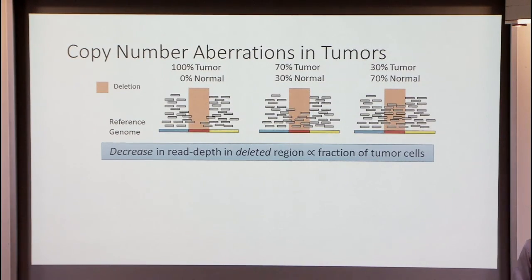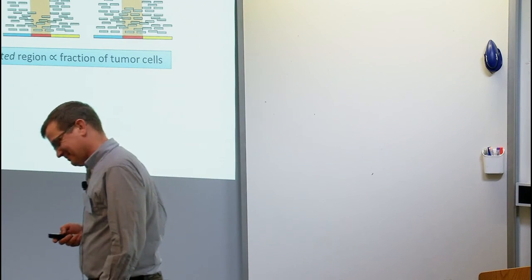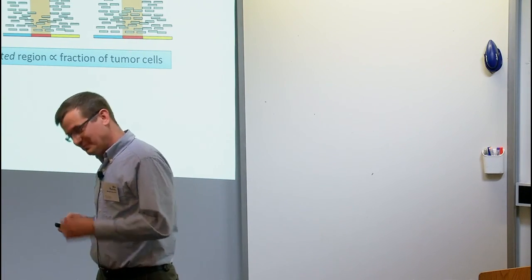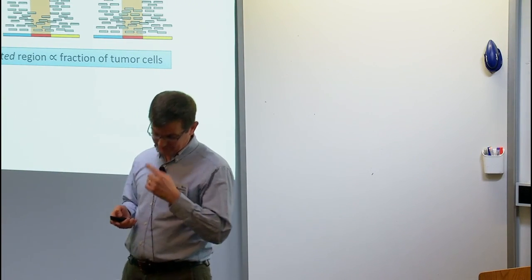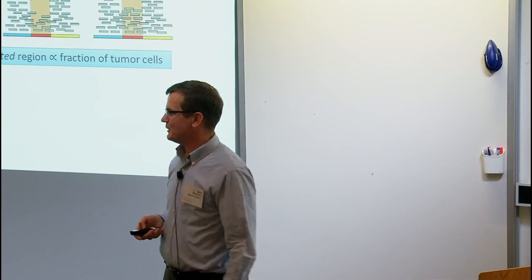Yes? Isn't there an identifiability problem here, where we can't tell the difference between the proportion and the proportion of the tumor population? Yeah. That's on the next slide. Hold the question for the next slide or two.